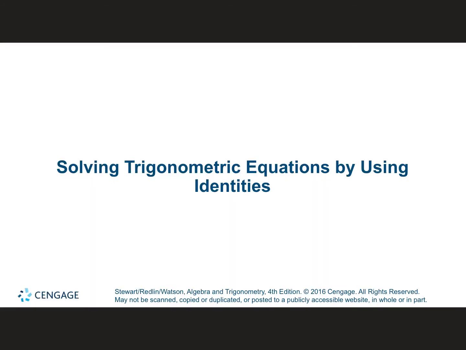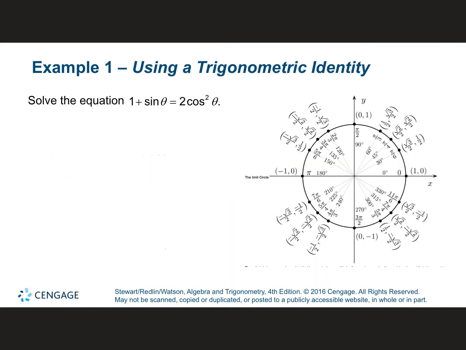7.5 goes over even more equations. With these, we're going to be using identities also. So if you look at example 1, we have the equation 1 plus sine theta is equal to 2 cosine squared theta.